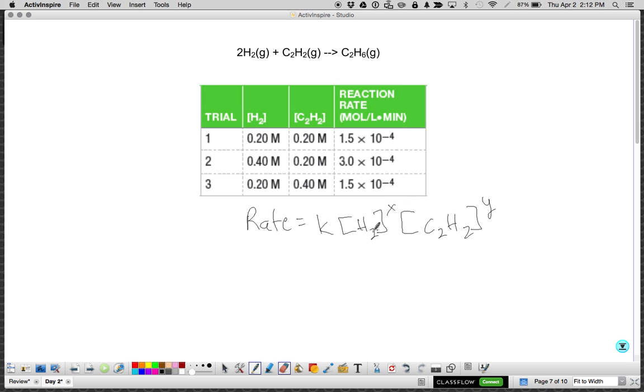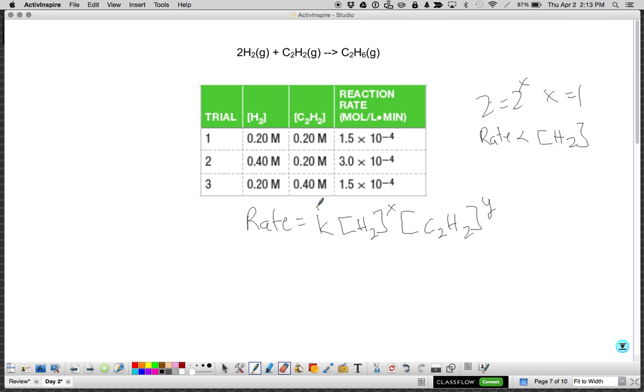Okay, so now my job is really just to find what these variables are, and let's see if we can just logic this out. All right, to find H2, I'm going to look at 1 and 2 because C2H2 doesn't change, and as I double the concentration, the rate doubles. So that's really like 2 equals 2 to the x equals 1. Okay, so that's directly proportional. So rate is directly proportional to H2.